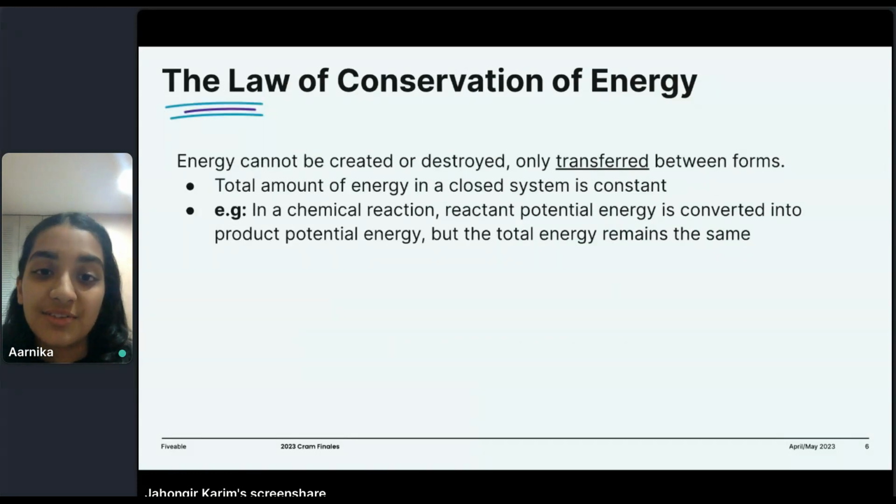Okay, so for the law of conservation of energy, this is basically one of the fundamental concepts, and it basically just means that energy can't be created or destroyed. It can only be transferred between different forms of energy. So what this means is that the total amount of energy in a closed system, I'll be talking about what a closed system means in a little bit, is constant. So in chemistry, in a chemical reaction, the reactant potential energy is basically converted into the product potential energy, but the total energy remains the same. So nothing's being created or destroyed in this process. It remains the same.